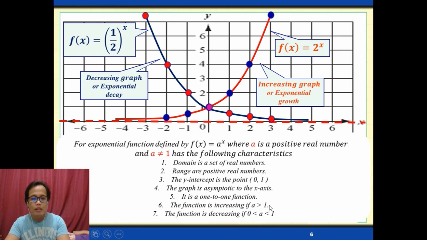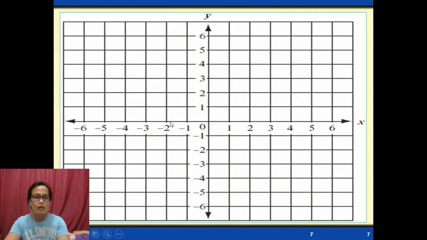Then the function is increasing. As we discussed earlier, the function is increasing if a is greater than 1. So if a is greater than 1, this is increasing, or exponential growth. And the function is decreasing if a is in between the values 0 and 1, which is exponential decay, or a decreasing graph.